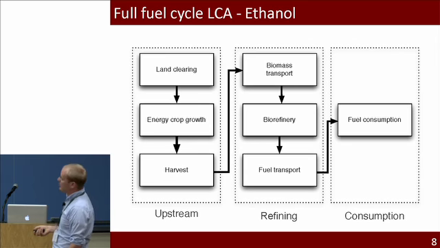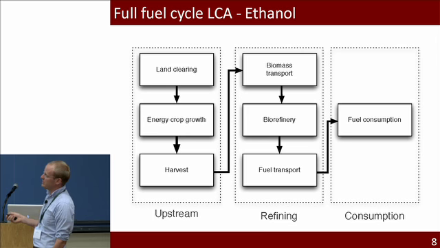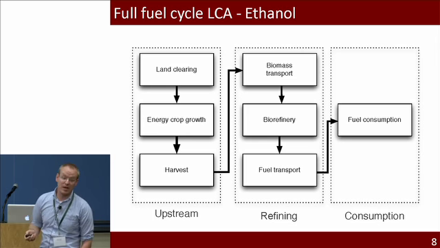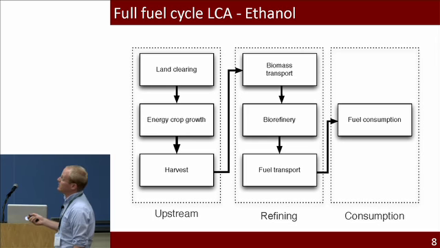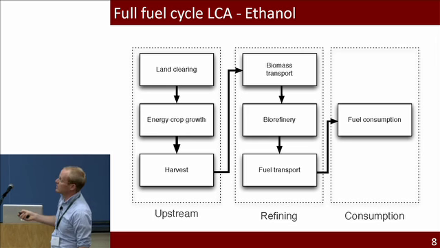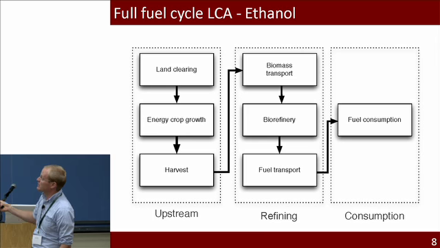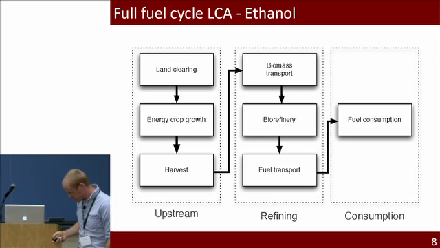So here's a pathway for ethanol. We can break it into three categories: upstream, refining, and consumption. Consumption occurs in your automobile, you have fuel consumption. Before that, you have to ship the finished fuel to the car. Before that, you had to make the fuel in a biorefinery, so you had to make the ethanol. Before that, you had to get your corn to the biorefinery. Before that, so again, we're tracing up this line, right? We're moving back up this pathway. We had to harvest the corn, we had to grow the corn, we had to clear the land. As someone mentioned, fertilizer, you had to drive tractors, fertilizer, this chain goes on and on and on.